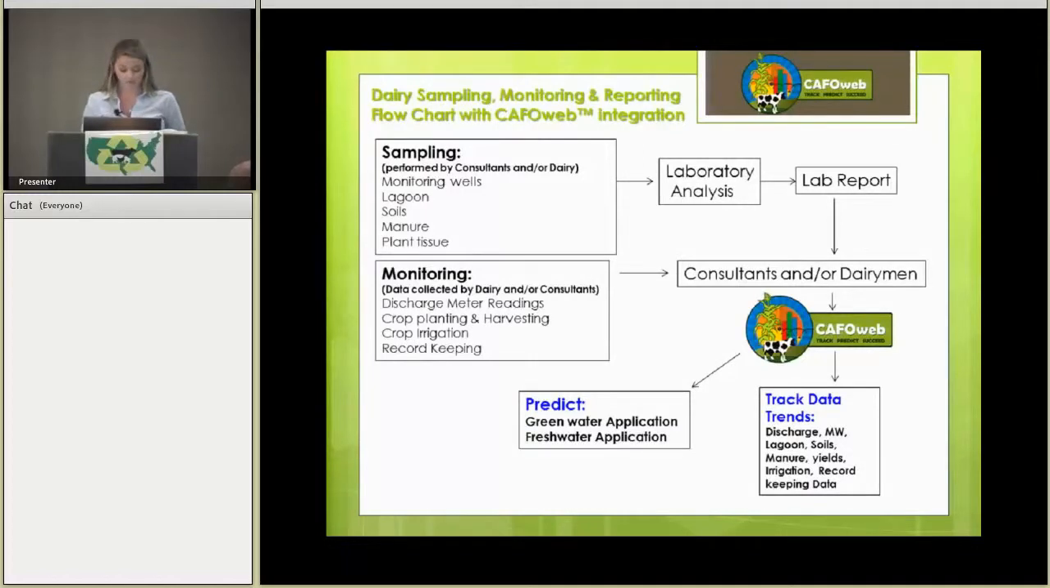Now with CAFOweb, there's the sampling and monitoring performed by the dairymen and consultants. Again, it's sent to the lab for analysis and into the lab report that's sent to the dairymen and consultants. From here, this data is now entered into CAFOweb. CAFOweb turns this data into valuable information by predicting Greenwater and freshwater application and tracking data trends. It gives you real-time graphs and reports.